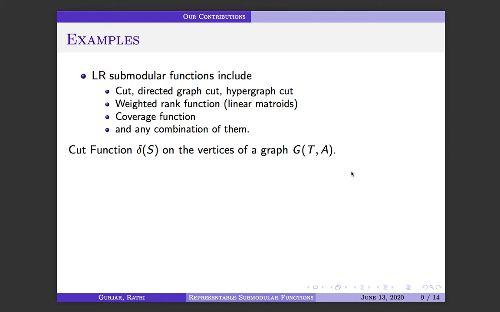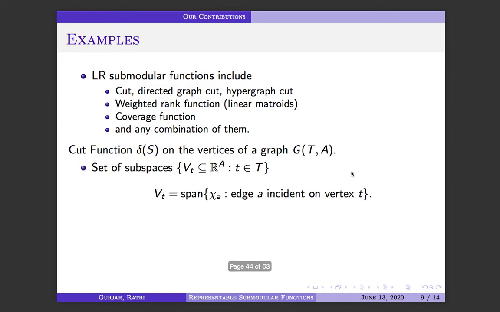So suppose you have a graph G with vertex set T and edge set A. Note here that our ground set is the vertex set T. So we are going to define a subspace for each vertex t, and this subspace is going to be a subspace of R to the A, the edge space. For a vertex t, you collect all the edges which are incident on this vertex t, and then consider their characteristic 0-1 vectors which lie in R to the A, and then take their span. That gives you a subspace in R to the A, and this is the subspace corresponding to the vertex t.